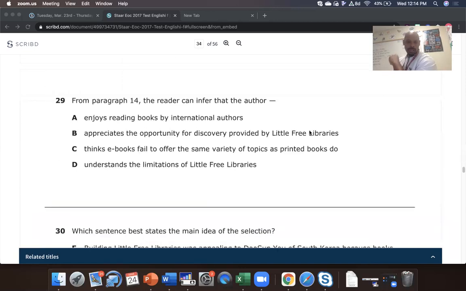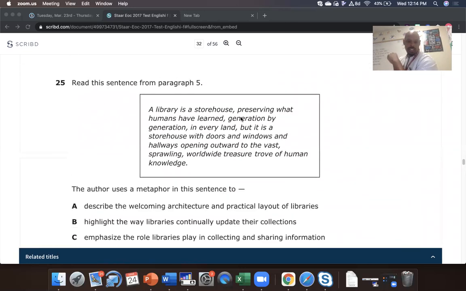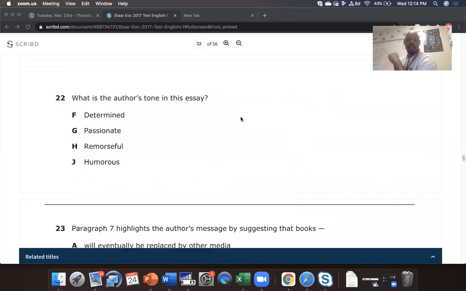Matter of fact, let's see. Okay, here's one. Let's take a look at 29 before we sign off, right? This is an inference question, okay? From paragraph 14, the reader can infer that the author, so now this is what we call what? What kind of question is it? Paragraph specific. So let's take a look at paragraph 14.